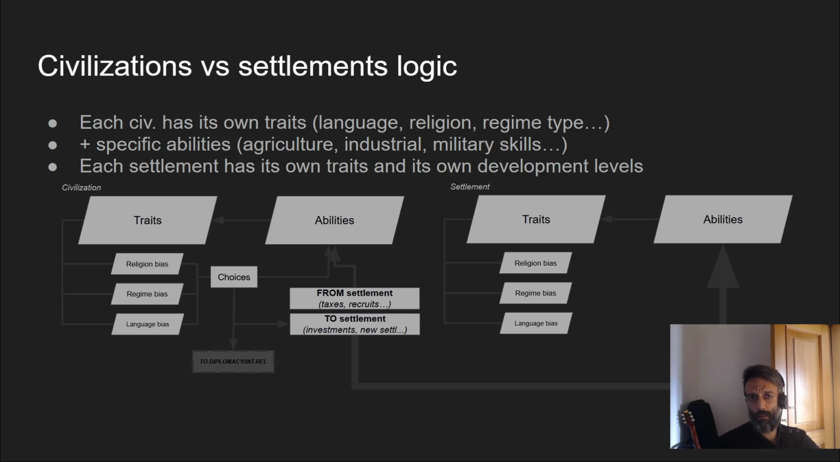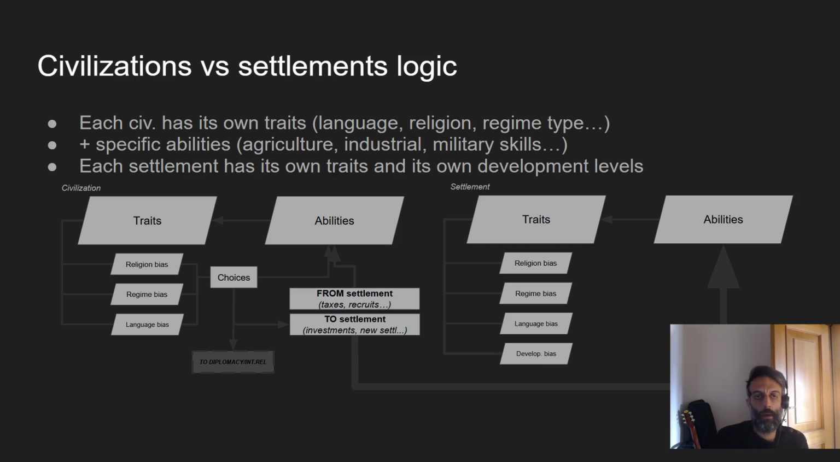In a similar way, different political regimes may be more or less easily tolerated and accepted by the settlement population. A fourth bias we may add for a settlement has to do with its development level. Again, if a population feels that its village or city is underdeveloped, other friction in relationship with the controlling civilization may appear, while civilization investment may reduce this effect.